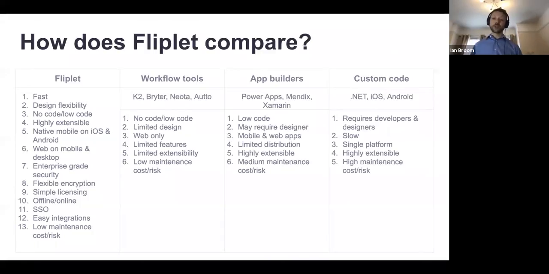And then finally, you've got custom code. So this suggests that you're just hiring a developer or you're using your in-house development team and they're writing a .NET application or they're writing an iOS or Android app. And so this definitely requires developers and designers. It's the slowest out of the bunch because the code has to be written from scratch. Testing has to be very exact and very low level.